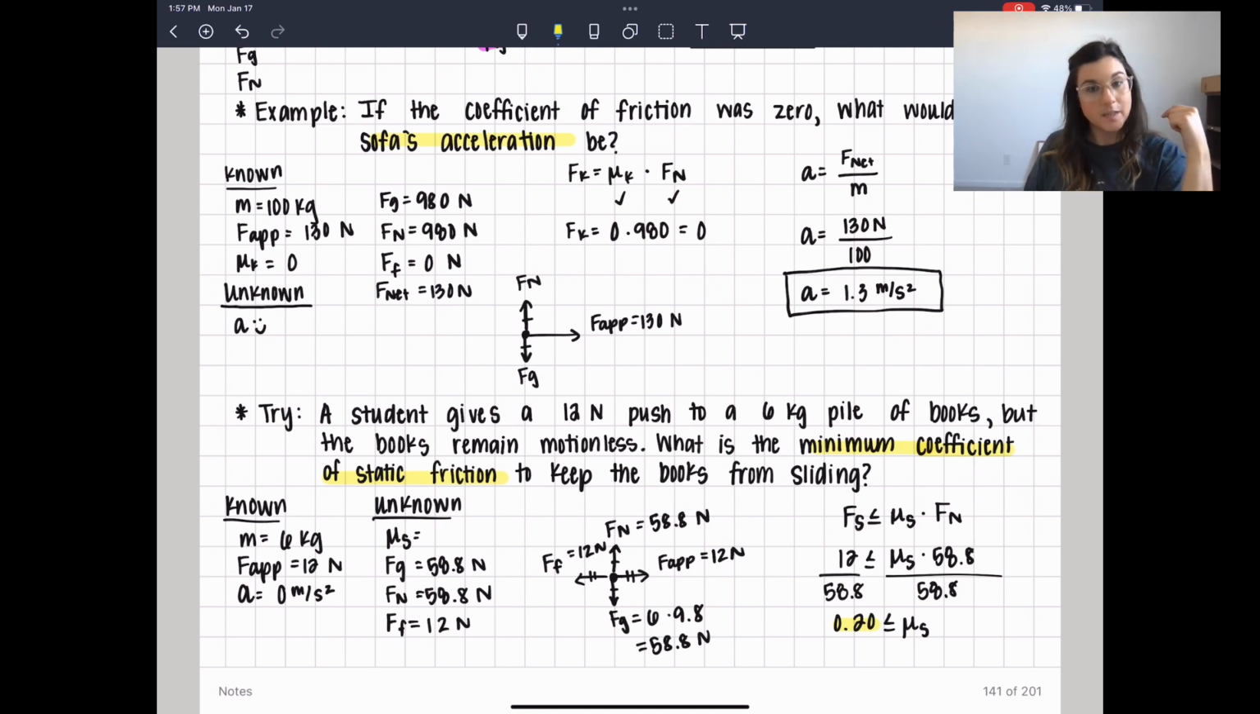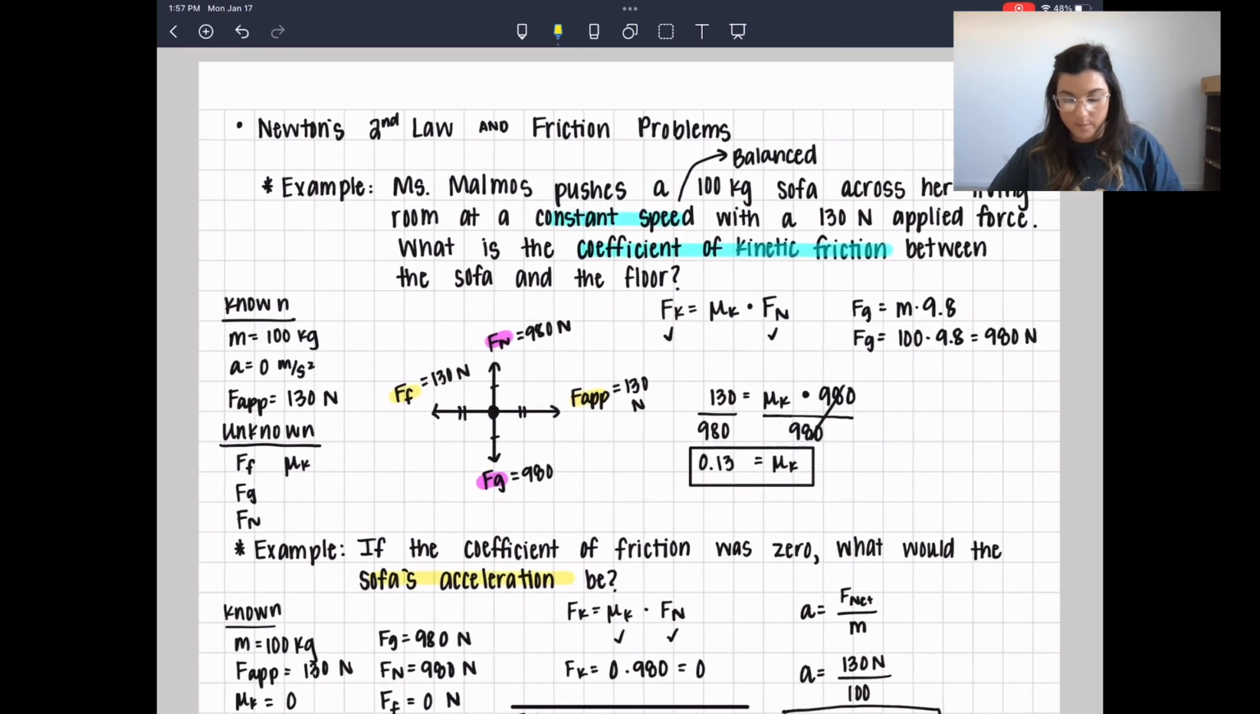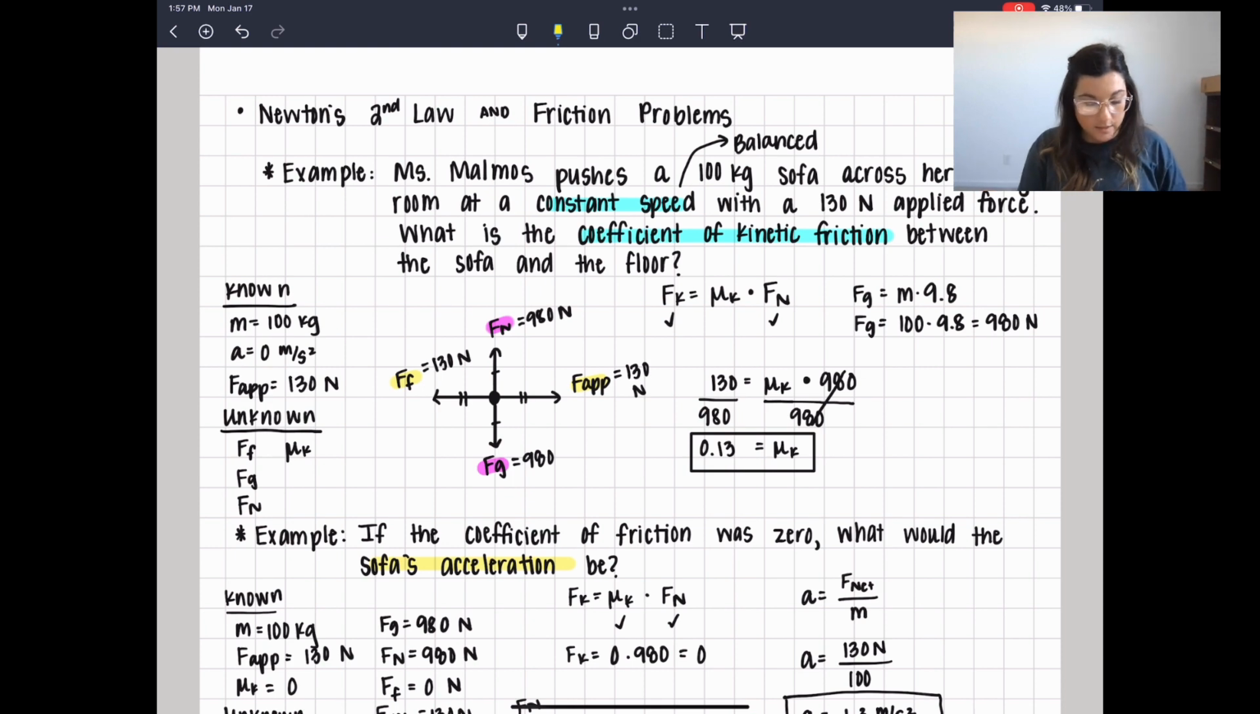So very nice job. So that wraps up these example problems. Hopefully it was enough to get you started on problem solving with Newton's second law and friction equations. Good luck.